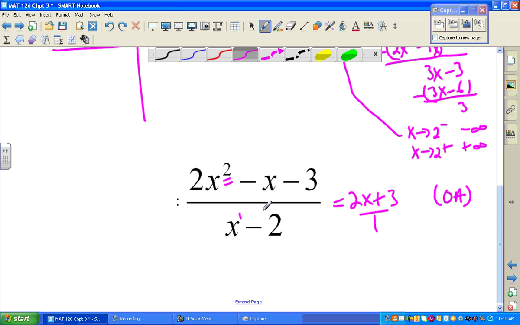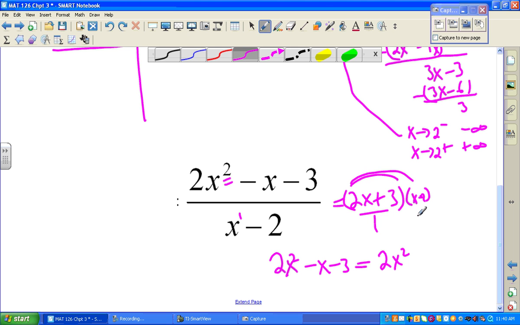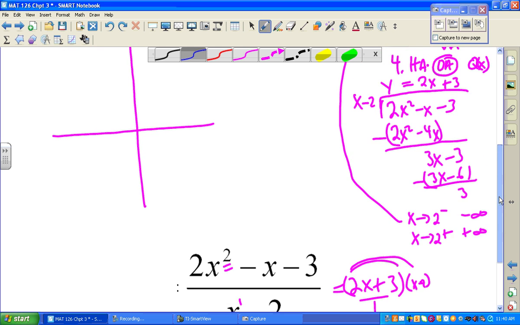Well, you cross multiply: 2x squared minus x minus 3 equals 2x squared, x minus 2. 2x squared minus 4x plus 3x is minus x. And then 3 minus 2 is minus 6. So I subtract the 2x squareds off, subtract the x's off, so no, it does not cross the oblique asymptote. Okay, negative 3 does not equal negative 6. Now I'm back to graphing.